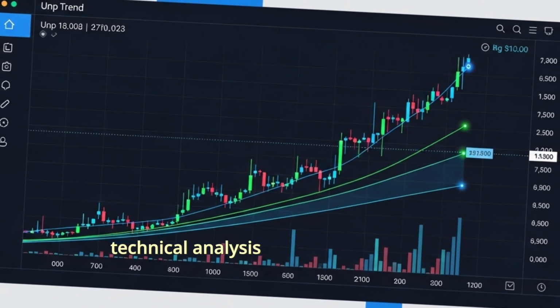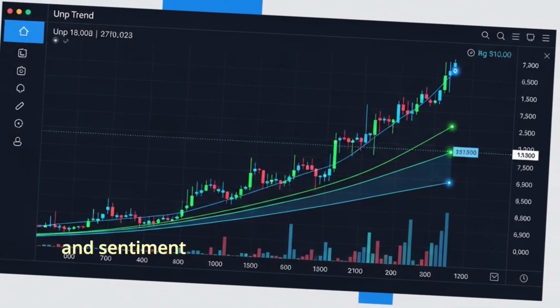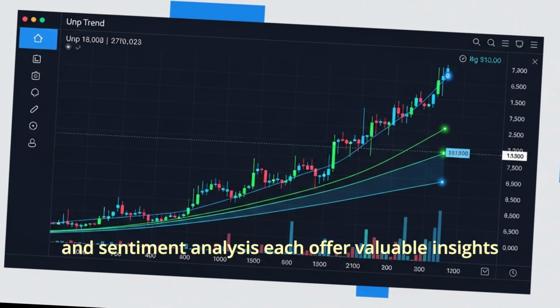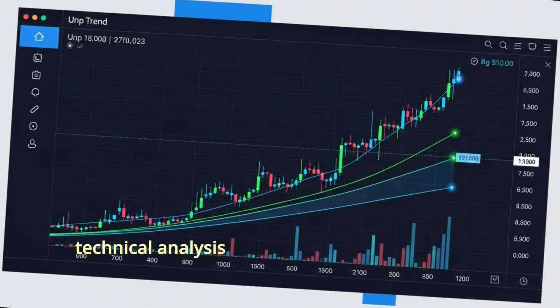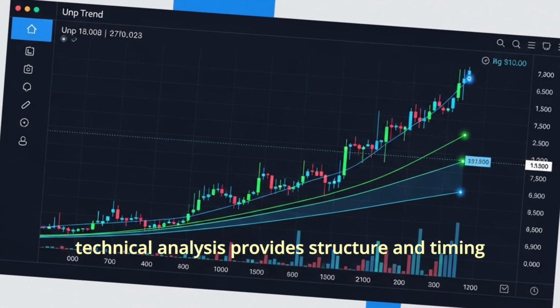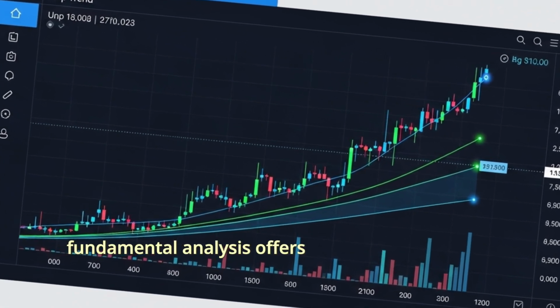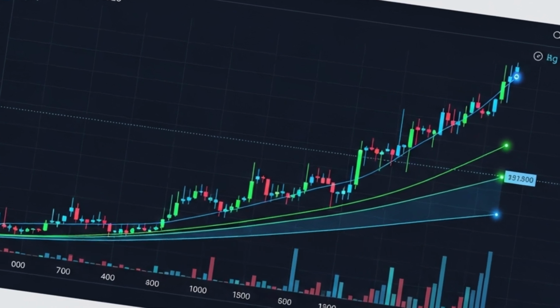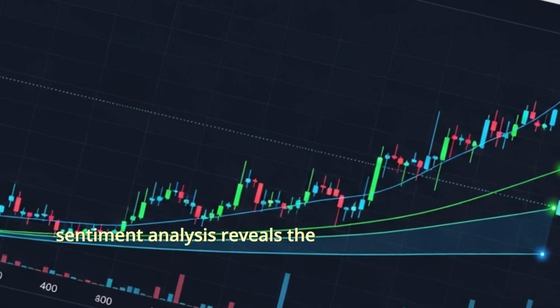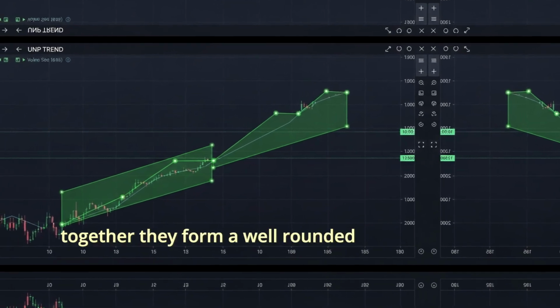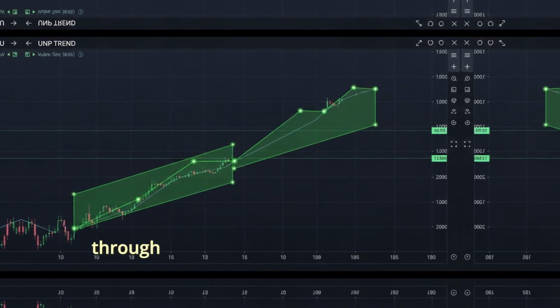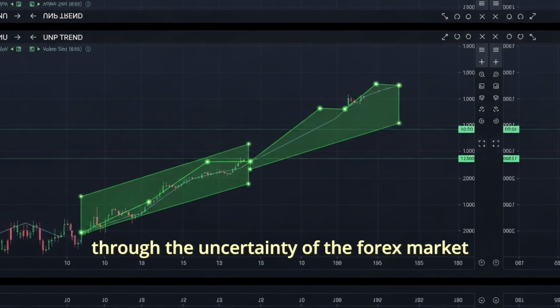Technical analysis, fundamental analysis, and sentiment analysis each offer valuable insights, but they are most powerful when used together. Technical analysis provides structure and timing. Fundamental analysis offers context and direction. Sentiment analysis reveals the psychological state of the market. Together, they form a well-rounded framework that can guide traders through the uncertainty of the Forex market.